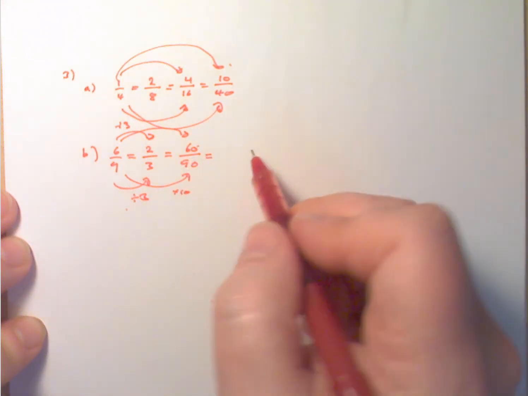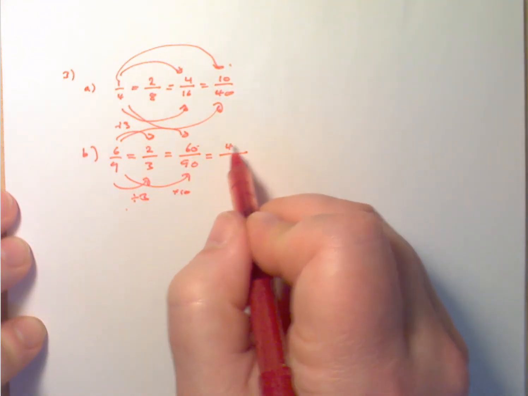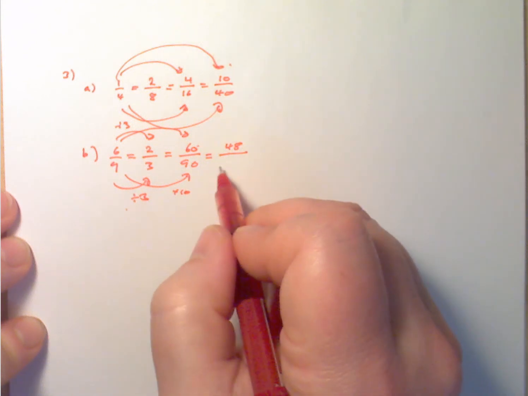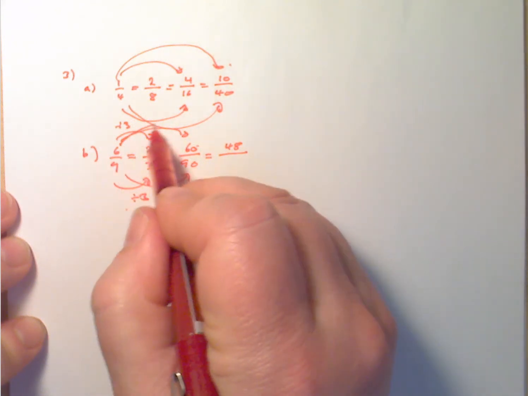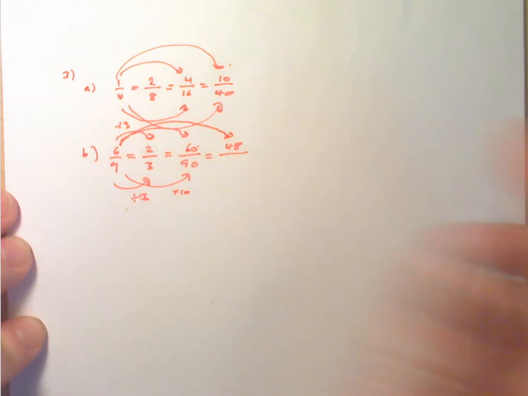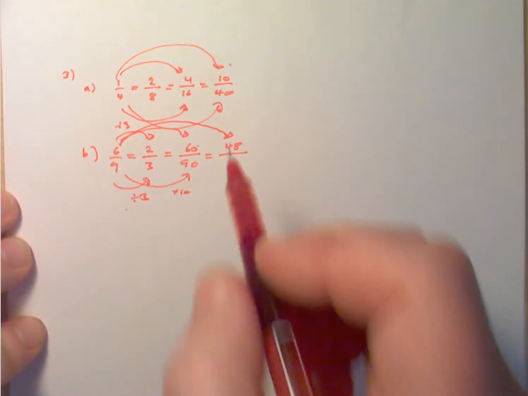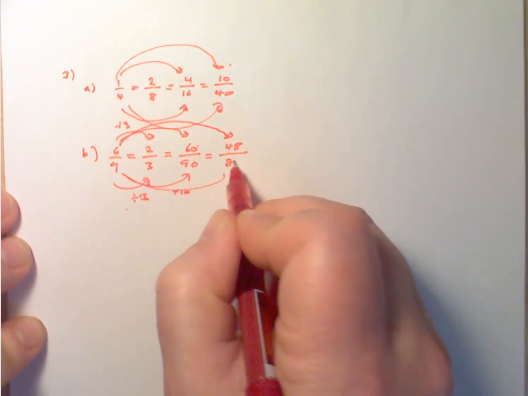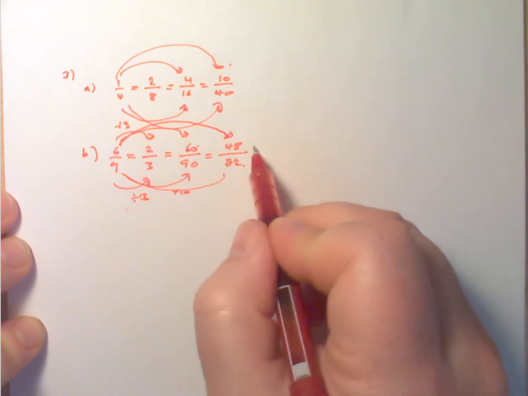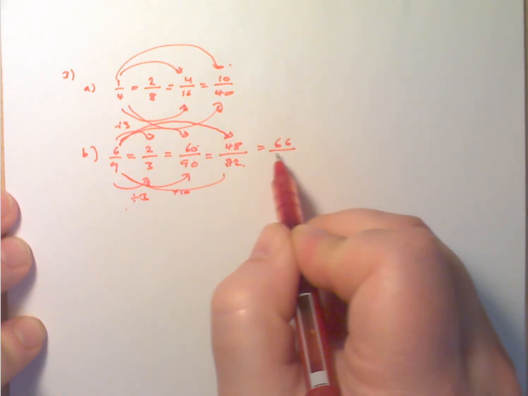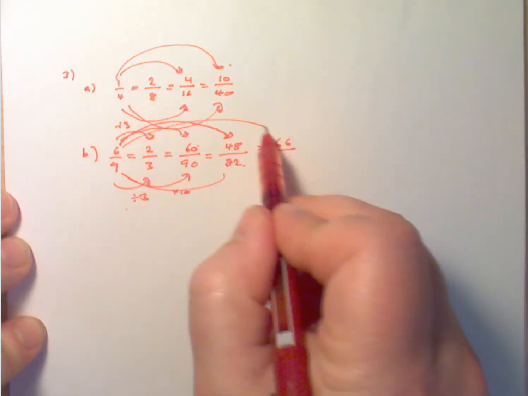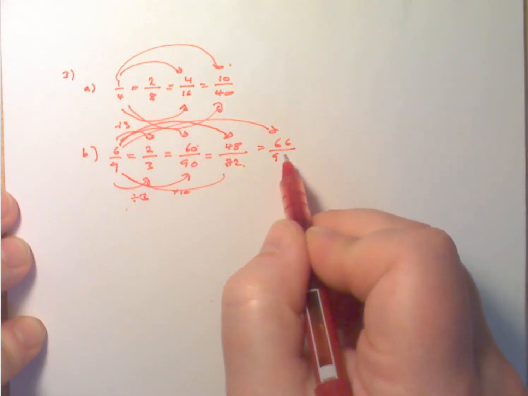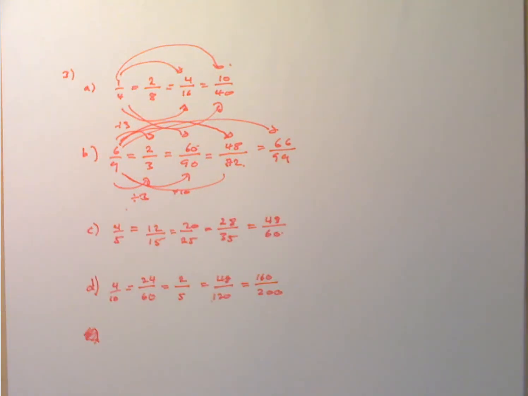And here I've got 48. And so here you've got 6 times 8 is 48. So this will have to become 72. And then lastly we've got 66. That's obviously multiplied by 11. So this needs to become 99. So I've just done the answers for C and D, which you can pause the video for.